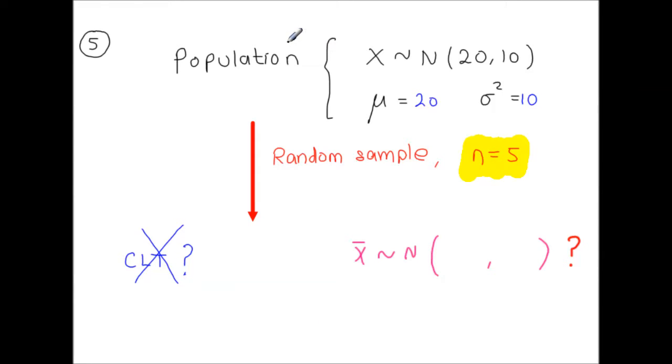However, if a population is normally distributed, there is no condition on the sample size. You can take a sample of any size, and the sample mean will be distributed with the same mean as the population distribution, and the variance will be sigma squared over n there. So remember, we're not using the CLT this time, because the underlying population is normally distributed. And there is no condition on the sample size if the underlying population is normally distributed.